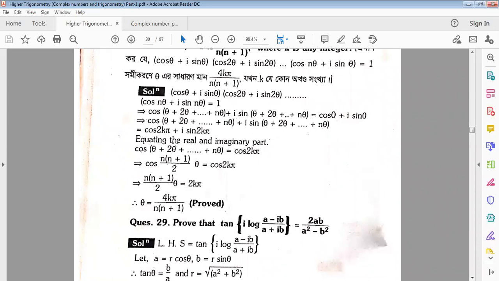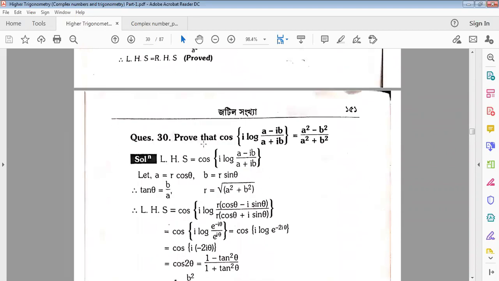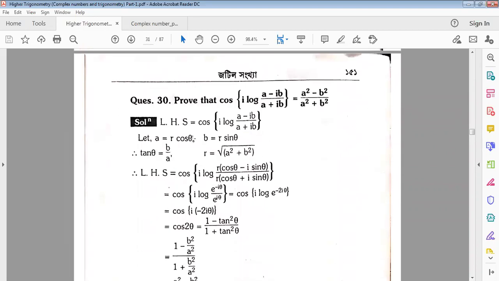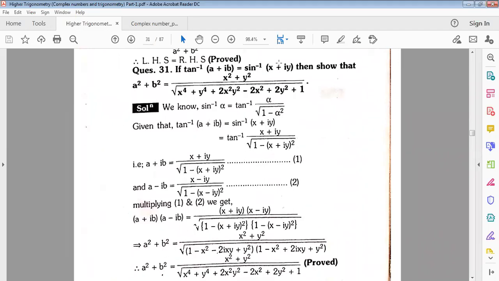Very interesting and easy for you, I hope. This is left for you, 29, just left hand side equals right hand side. This is also for you, left. This one also, this is given, and we have to show this condition.